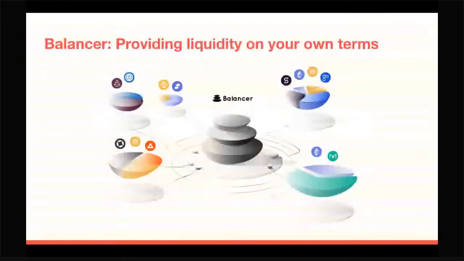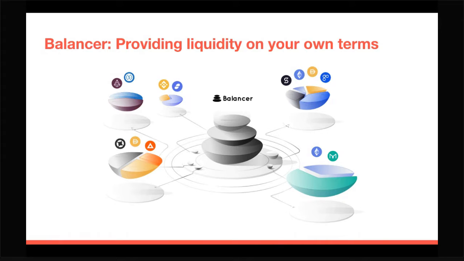So what is Balancer? Balancer is an AMM protocol, an automated market making protocol, that allows you to provide liquidity on your own terms. What does that mean? It means that anyone can permissionlessly create a liquidity pool with any number of tokens, 2 or more, and each token has a weight, which is the share of value that that token has of the total pool. And what Balancer does is continuously rebalance those tokens in that pool.